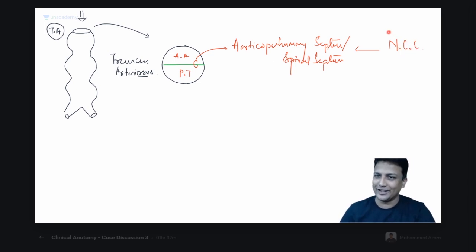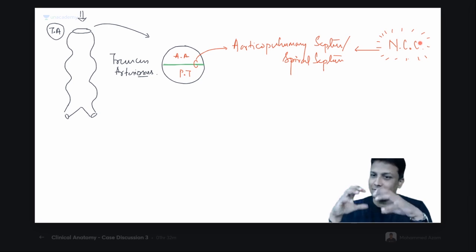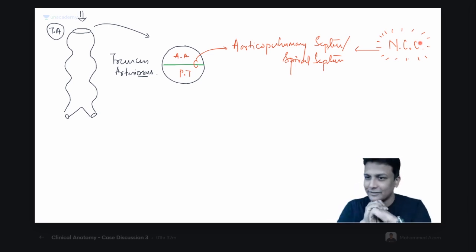Oh my God. Another very, very important thing, sir. So neural crest cells are the ones which are going to form the septum. Neural crest cells, from there the septum is derived. Very good Divya, very good Ujjayini, very good Satya. That's really nice of you people, guys. Derived from where? Neural crest cells.